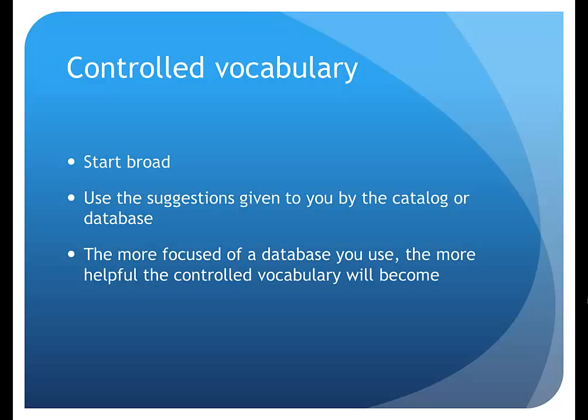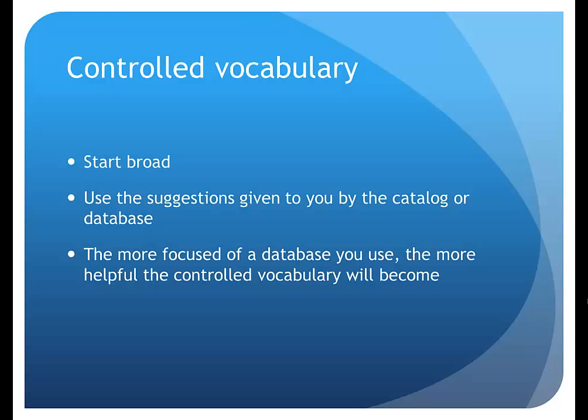So again, with the controlled vocabulary, you want to start broad, and then usually the way those work, especially with Library of Congress headings, is that they start broad and then get narrower and narrower. They reach in a little bit further, possibly for several steps, until you get to the exact thing that you're looking for. So use the suggestions given to you by a library catalog or database. Again, with the subject headings, those can be very helpful.